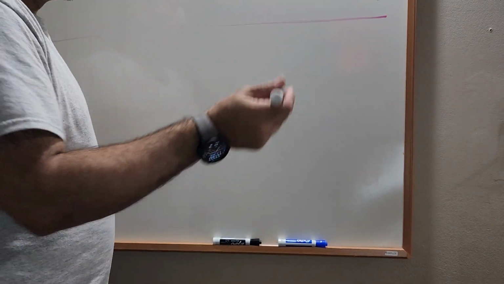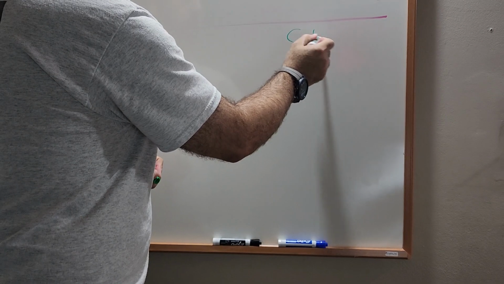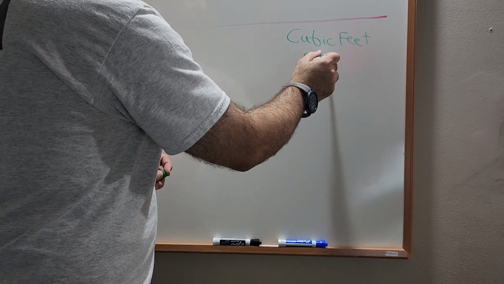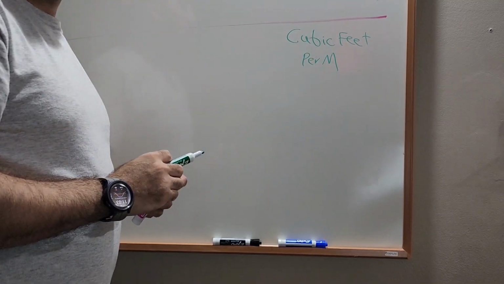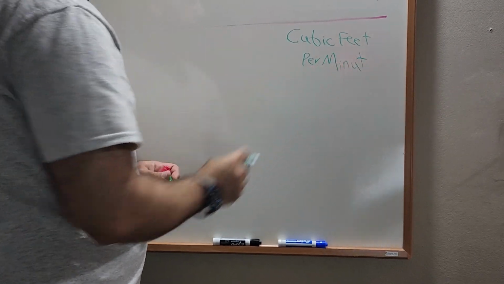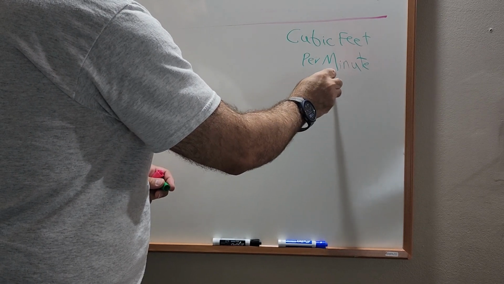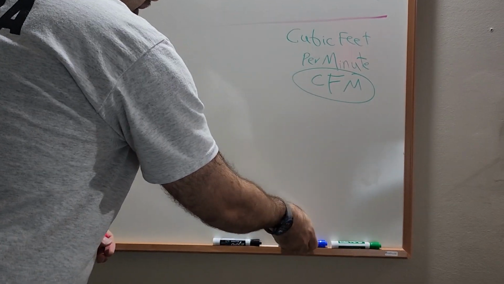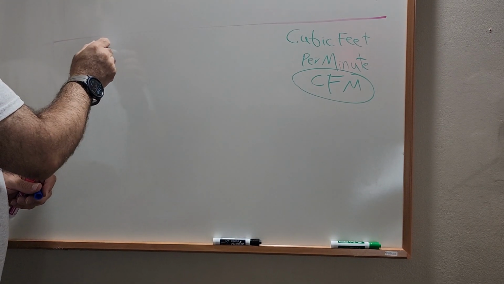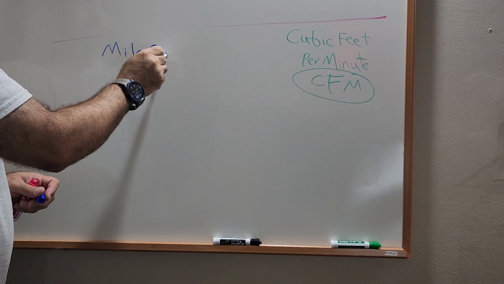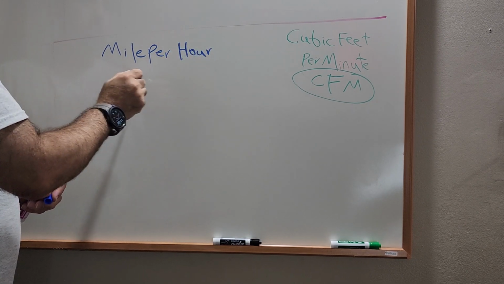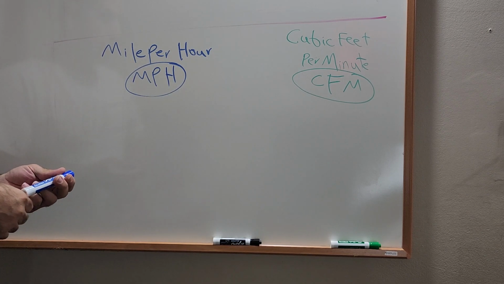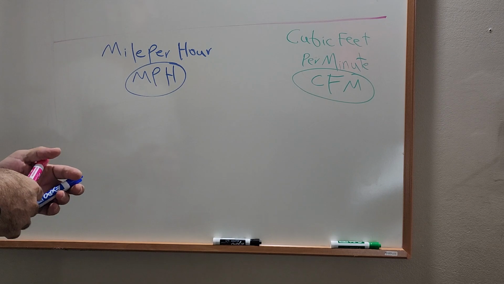The CFM, so it's cubic feet per minute. Okay, so this one we call CFM. And the other one, getting a different color here, we call mile per hour, which is MPH. And now we can see what the difference is and which one is going to be more powerful or more useful during the work in our garden.